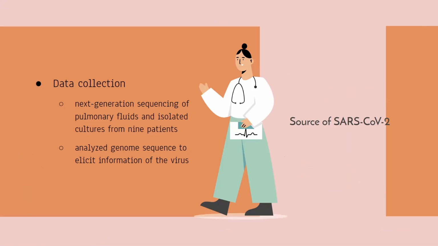First, let's talk about how scientists were able to determine how SARS CoV-2 spread to humans. To do this, they first collected samples of pulmonary fluids and isolated viral cultures from 9 hospitalized patients who were diagnosed with an unknown viral pneumonia. These samples were analyzed to determine the genome sequence of said unknown virus and then compared to known viral genomes.